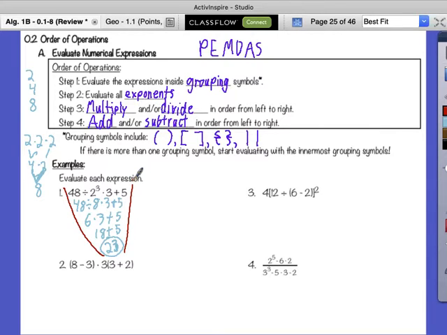Now what I want you to do is try number 2 on your own. If you have it, think you have it, or have questions, raise your hand. I will come around and tell you whether or not you got it right.